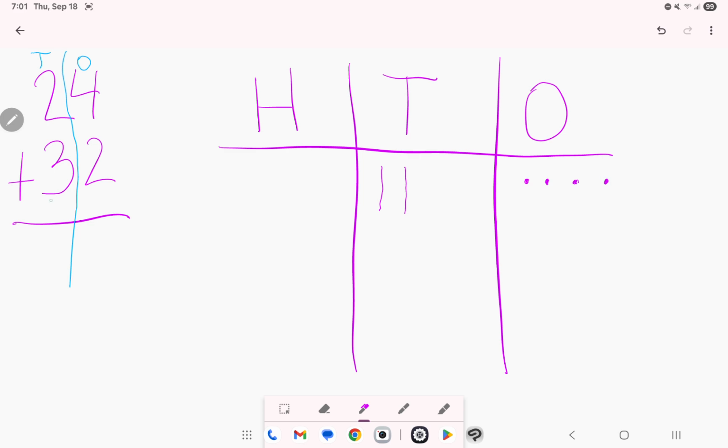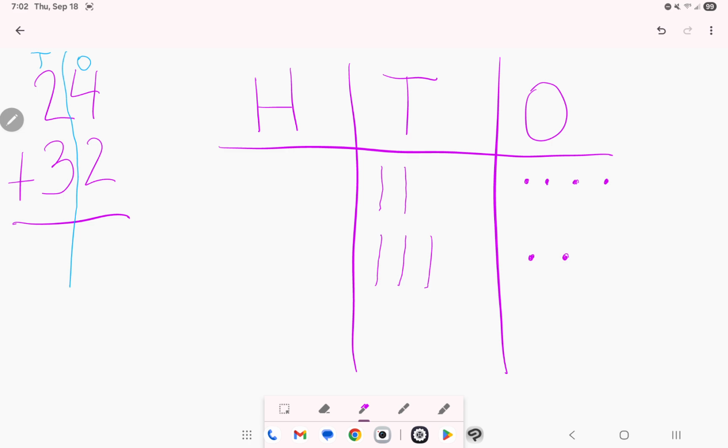Now we're going to represent 32. So there are 3 tens. So that's 30. The value is 30. So 10, 20, 30. And then there's 2 ones. So we're going to put 2 ones.